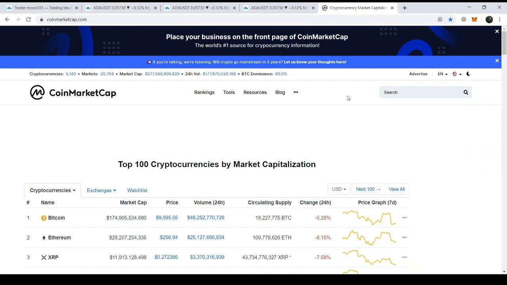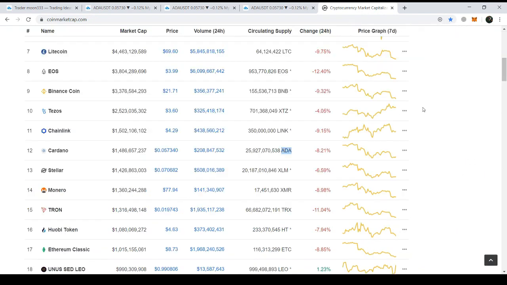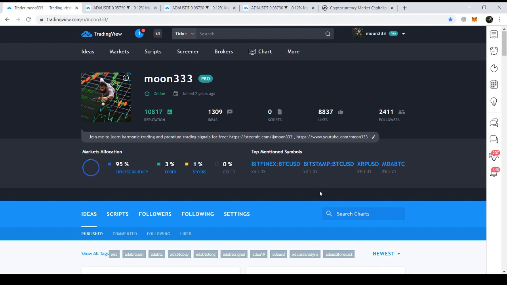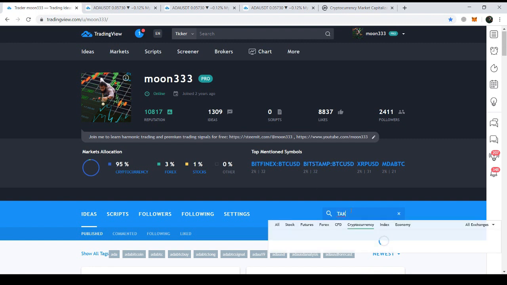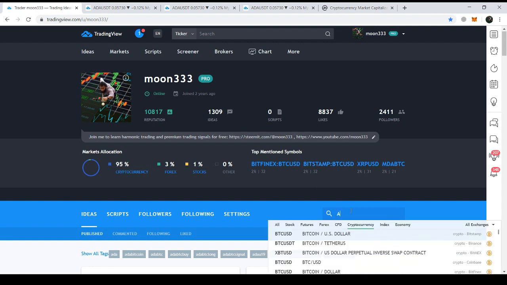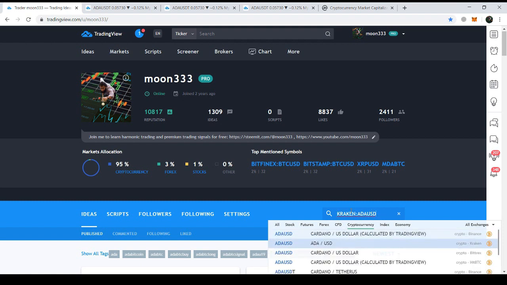ADA is standing at 12th position as per CoinMarketCap data, and today it has dropped almost 8.21% in the last 24 hours. Now, first I would like to take you to my previous chart of ADA, which I posted a few months back.